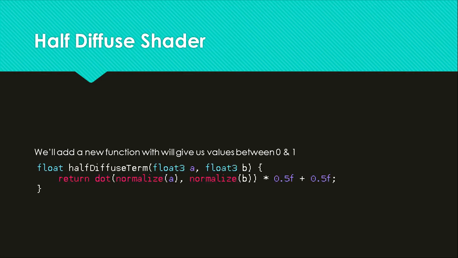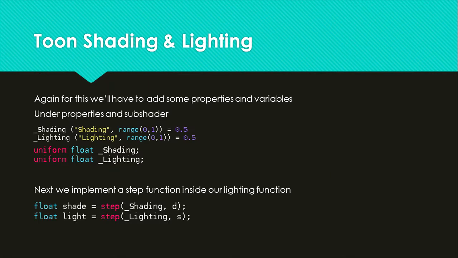Now that we've gotten all that covered, we'll create a half diffuse shader. We'll do this by adding a new function called half diffuse term. We want it to return values between 0 and 1. By doing this, we have to create two properties and two new variables. I called them shading and lighting.